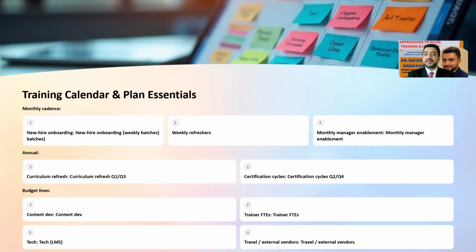So this is how the new hire onboarding training of the executives will happen. After that, weekly refreshers will be there for the other executives who are already on the floor. Third, monthly manager enablement programs will also be there, where as a manager I will upskill myself and also help the trainers working under me to excel in their skills and knowledge.